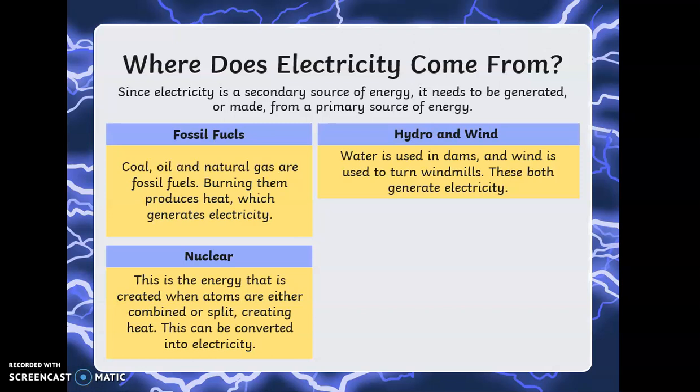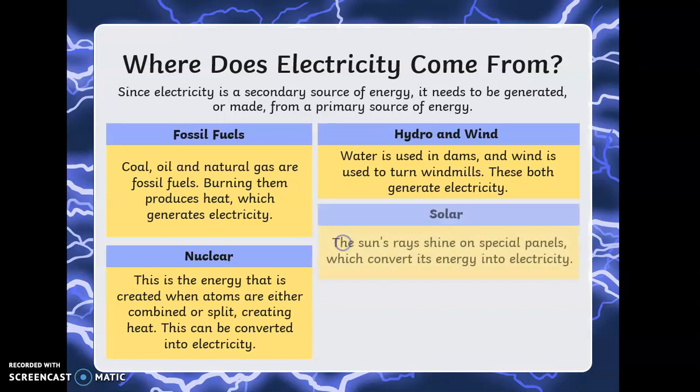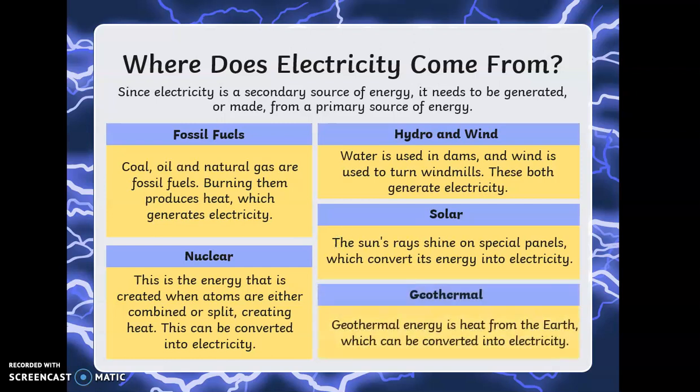Hydro and wind power. Water is used in dams, that's the hydro part, and wind is used to turn windmills. They can both be used to generate electricity. Solar power. I expect some of you have driven past those fields with all those solar panels in and seen houses with solar panels on their roof. What those panels do is convert the energy from the sun into electricity. And finally, there's geothermal energy, which uses heat from the earth, which again is converted into electricity.